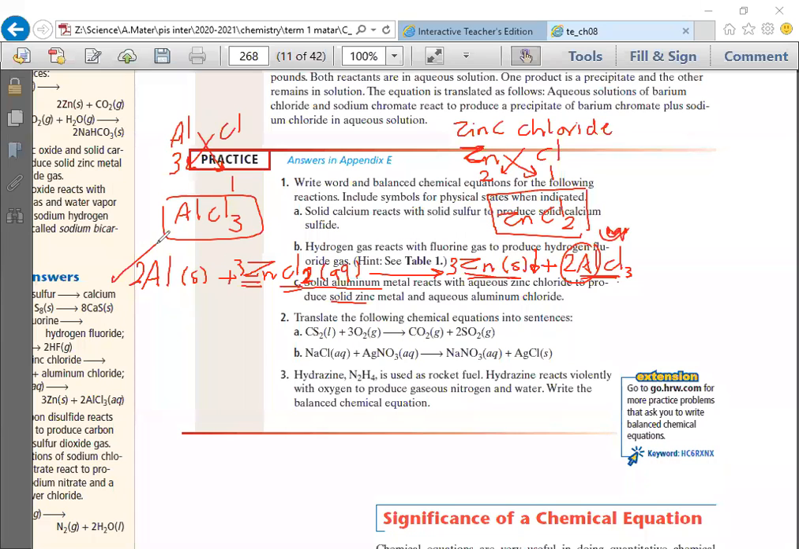Anyone can continue? Carbon sulfide plus oxygen. Carbon sulfide is a covalent compound, so we must mention this too. We say carbon disulfide. Carbon disulfide reacts with oxygen. First, is carbon disulfide liquid, solid, or gas? Liquid. So we say liquid carbon disulfide reacts with oxygen gas, yields carbon dioxide gas plus sulfur dioxide gas. Okay, is it like this? No. Another question.